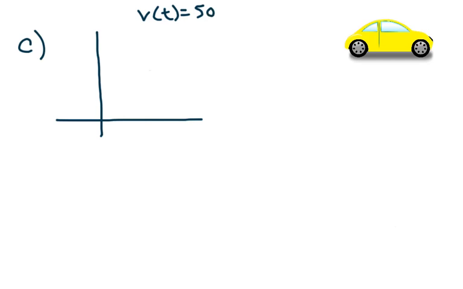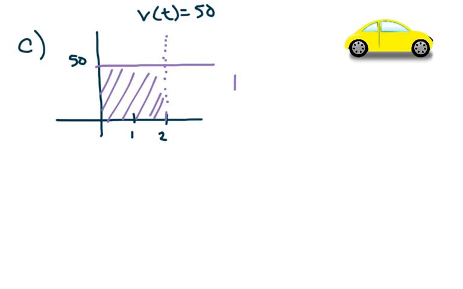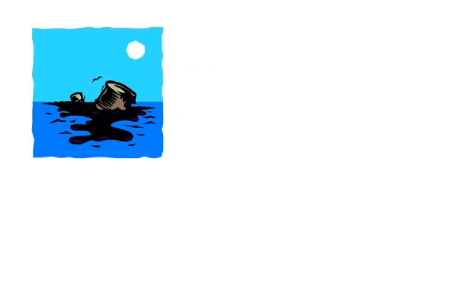Well, the equation v of t equals 50 is a horizontal line up at 50 from 0 to 2. And if we figure out the area bounded right here, this area bounded is 100. That is not a coincidence.